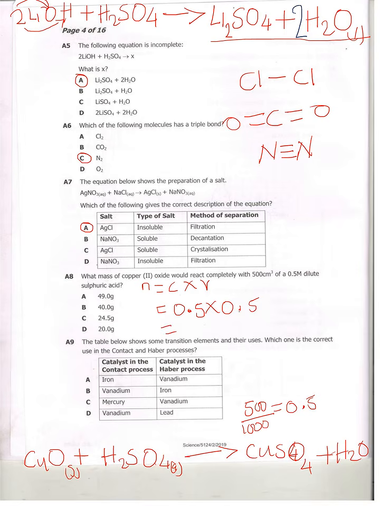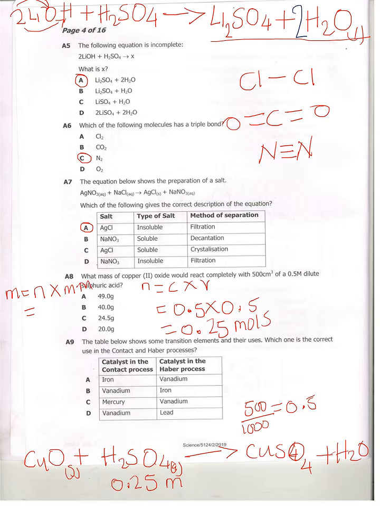So 0.5 times 0.5, I'm getting about 0.25. So 0.25 moles. These are moles of sulfuric acid. Now for us to find the mass, the formula for mass is number of moles multiplied by molar mass.